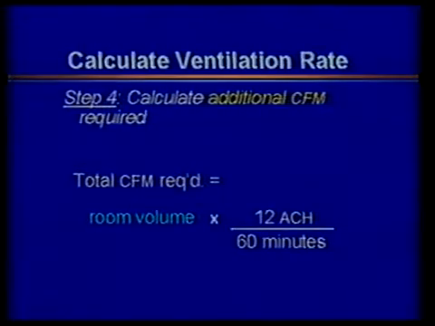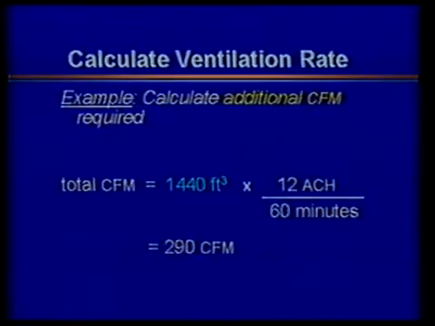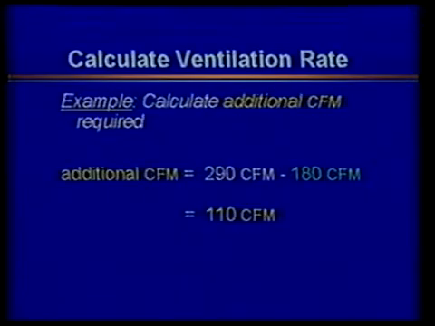First, you multiply the room volume by 12 to get the volume of air in cubic feet required every hour. Divide this by 60 minutes to calculate the total CFM required. Subtract the measured airflow. In our example, this means we multiply 1440 cubic feet by 12, divide by 60 to get a required CFM of approximately 290 CFM. We measured 180 CFM, so we require at least 110 additional CFM.